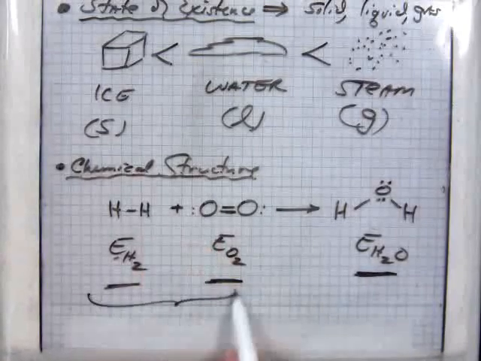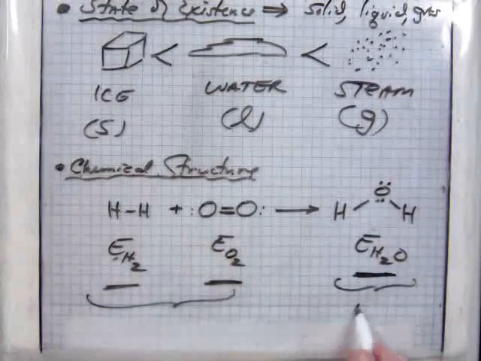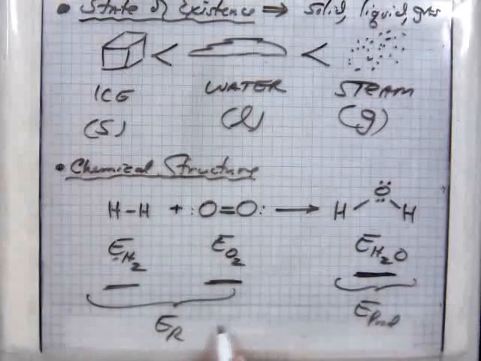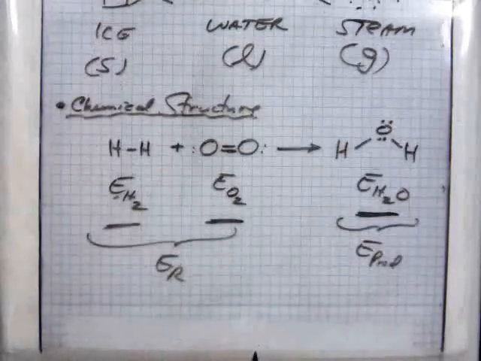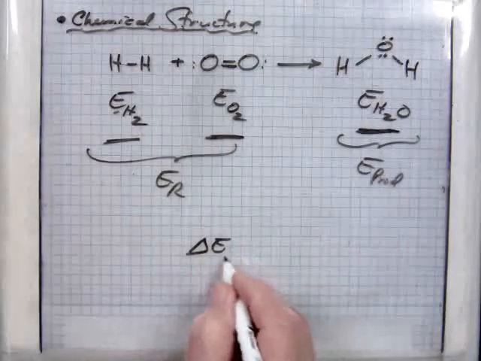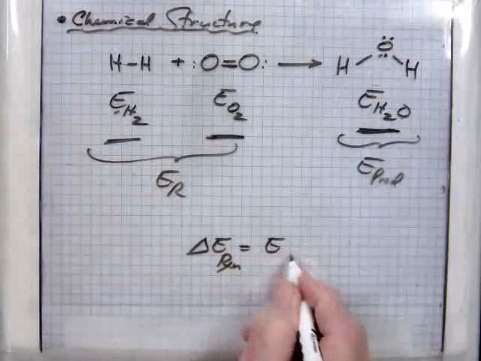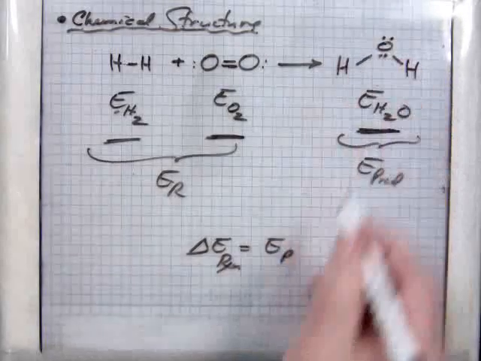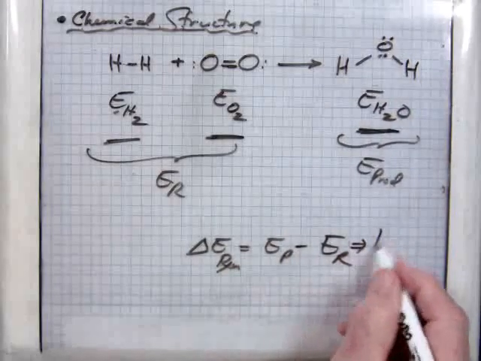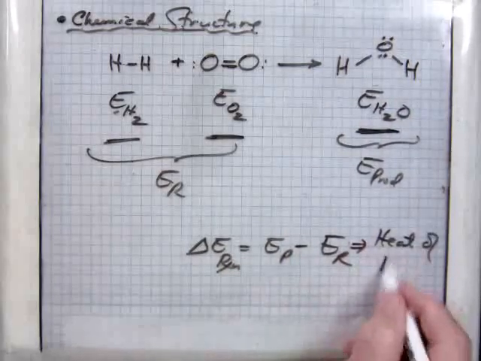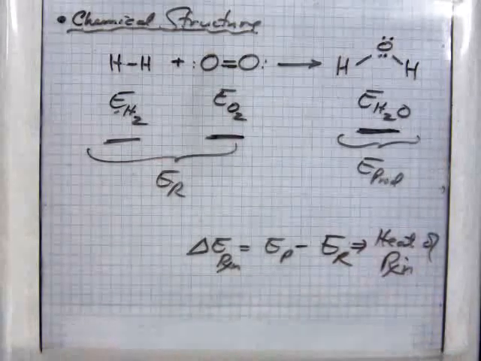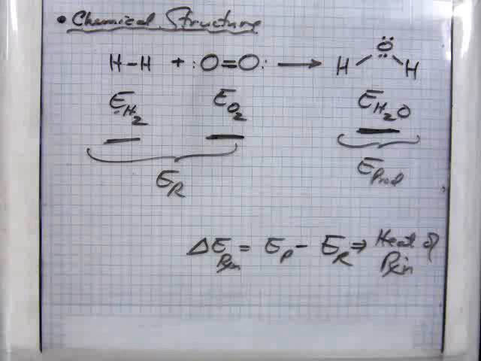Now, when we take the difference in the energy of the products and the energy of the reactants, then what we get is the heat of reaction. Change in energy of the reaction is the energy of the products, whatever they go to, minus energy of the reactants, gives the heat of reaction. And in essence, that's what we're trying to look at in terms of thermochemistry.